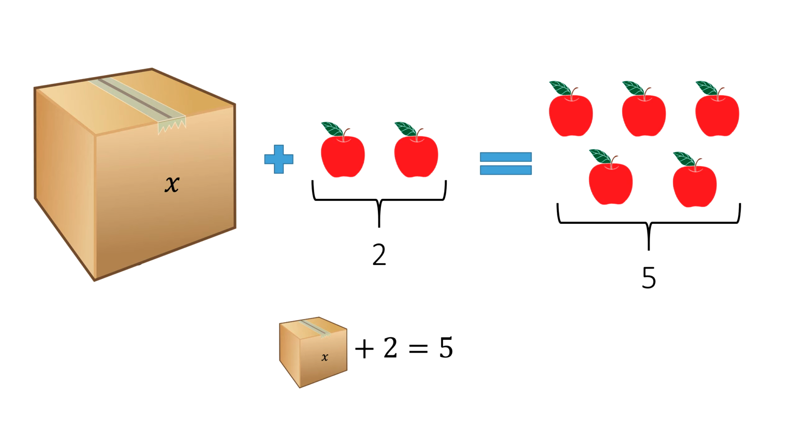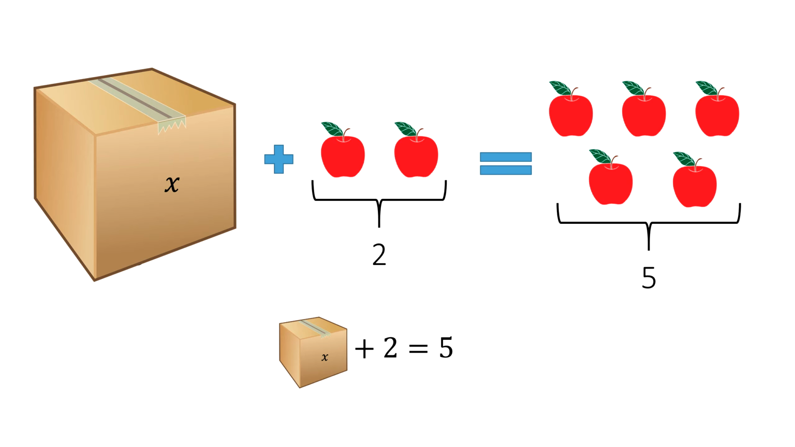So from before I know that in the box X I have 3 apples, and 3 plus 2 equals 5. My job in solving one unknown one equation is to find how many apples I have in the box X. X plus 2 equals 5, and in this case I know I have 3 apples in the box X.